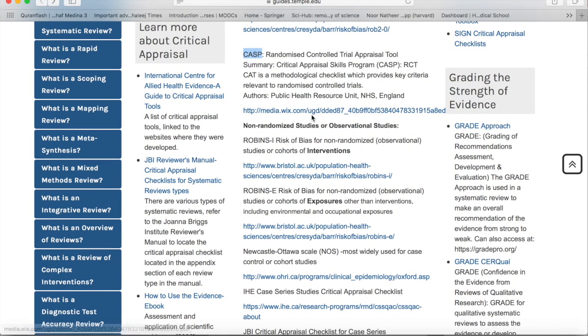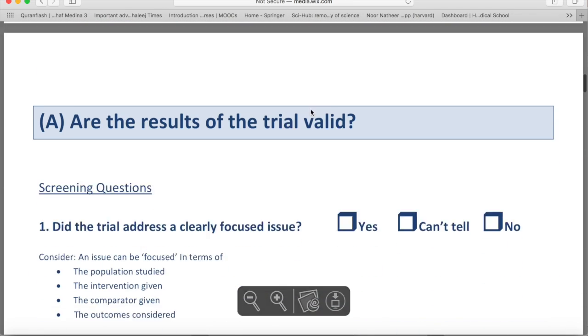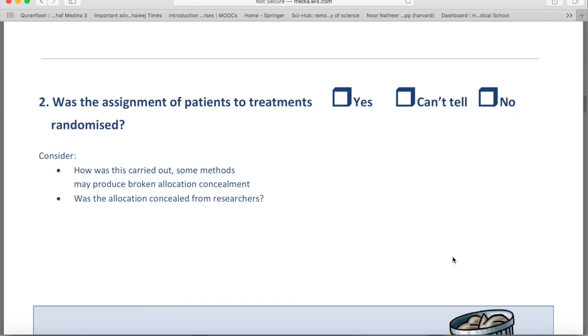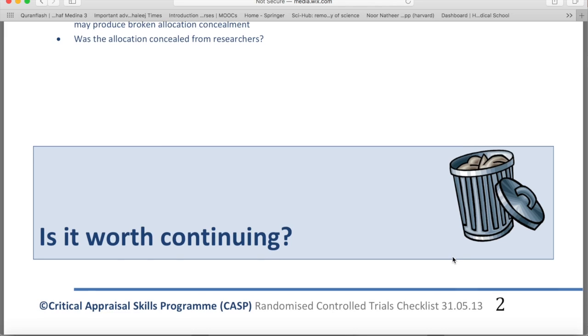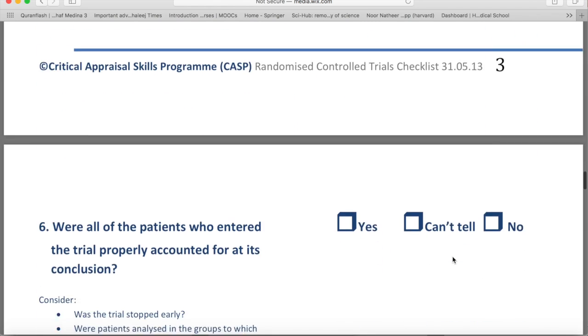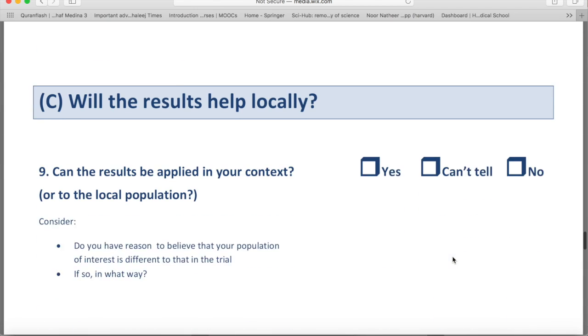For instance, this is the CASP checklist. If you use this link, you will find certain questions with yes, can't tell, and no, and you will go on this way. You will be able to determine whether or not the article is worth continuing reading, and you will also be able to judge, on the basis of these questions, whether or not this article is strong in evidence or weak.